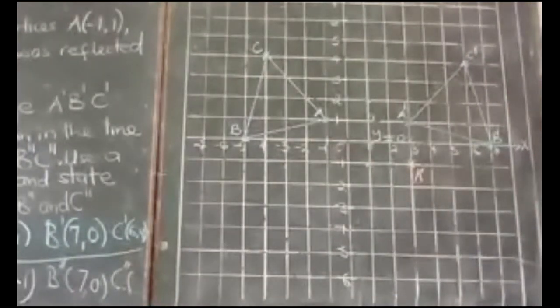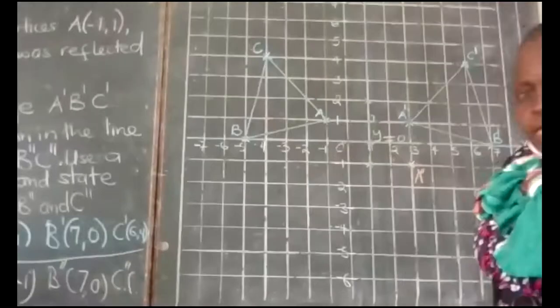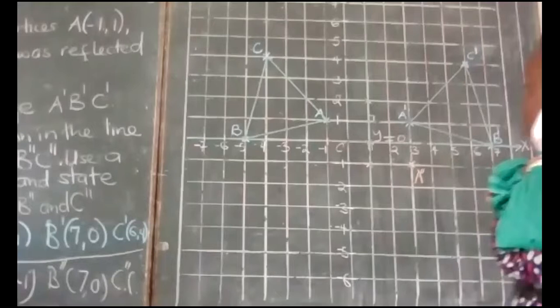Kukunda. C prime prime is equal to 6, negative 4. Okay, thank you, Kukunda. Let us prove that.